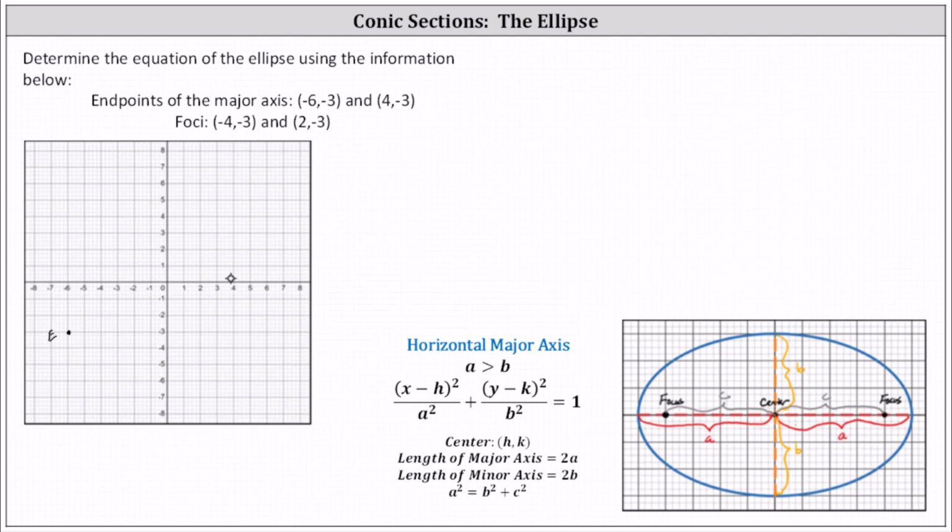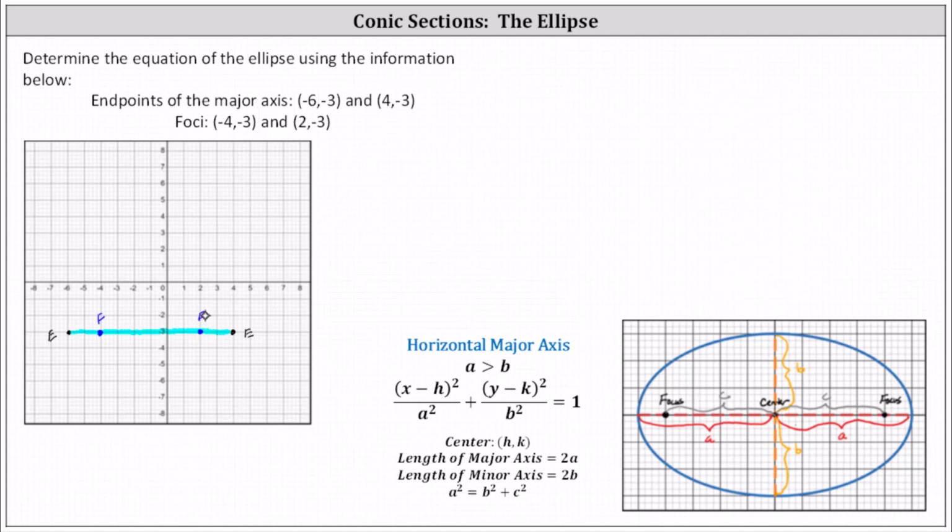and (4, -3). Notice we have a horizontal major axis. Let's also plot the two foci, which are (-4, -3) and (2, -3).